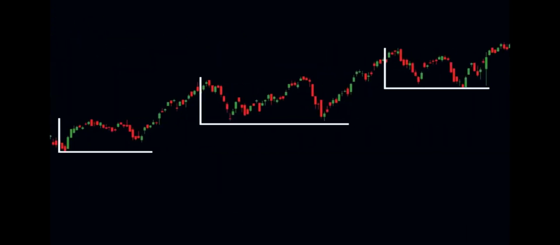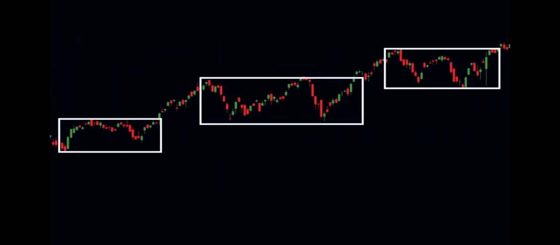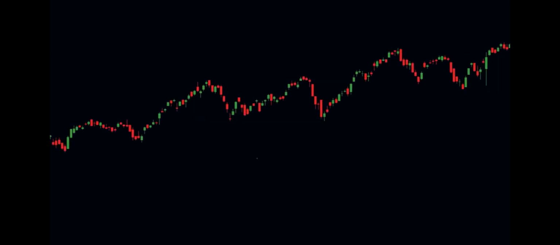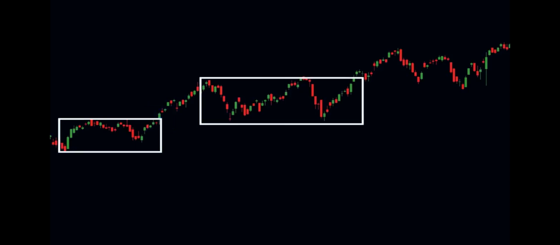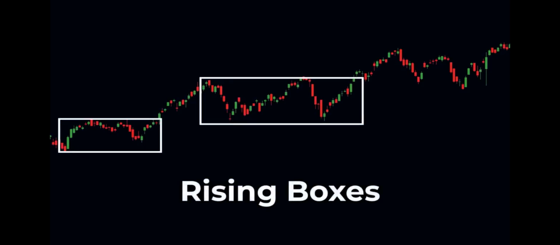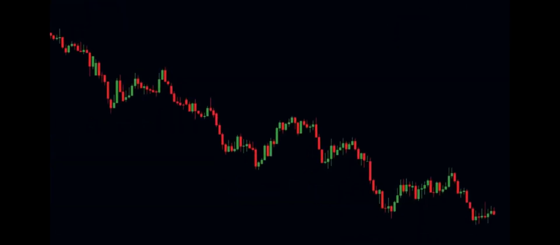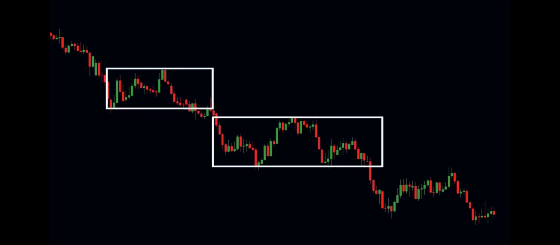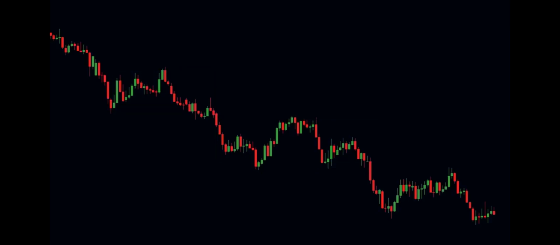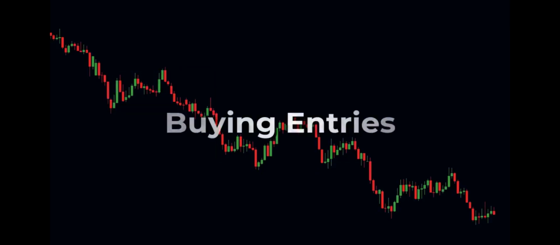And therefore, we can draw boxes to mark these price ranges and trade them. For instance, in an uptrend, we will see that the price creates a range, breaks above it, and then eventually creates another range above the previous range. As a result, in an uptrend, we see rising boxes over time. Similarly, in a downtrend, we see that the price creates a range, breaks below it, and creates another range below the previous range. For this strategy, we will only be looking for buying entries.